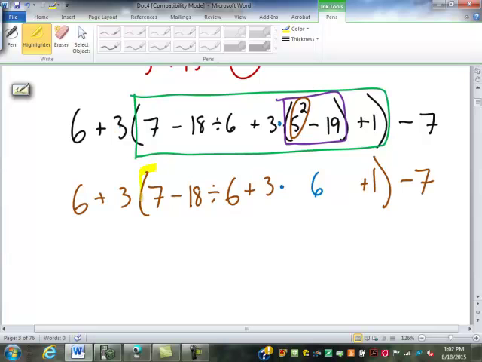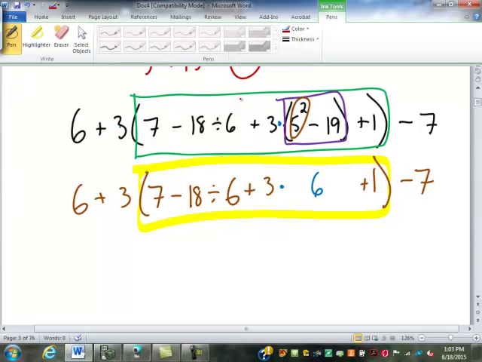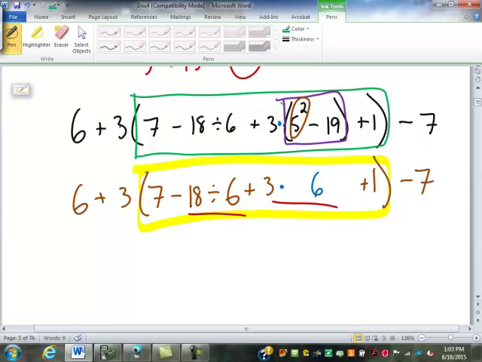Now we can go back out to the larger set of parentheses. We're done with that set of parentheses. Inside that yellow box, now the big parentheses, are there any other enclosing symbols to worry about? No. Any other exponents? No. Any multiplication or division? Yes, in fact, we have a couple. And once again, we go left to right. So we're going to start on 18 divided by 6, which will be 3. So I'm going to erase that and replace it with a 3.